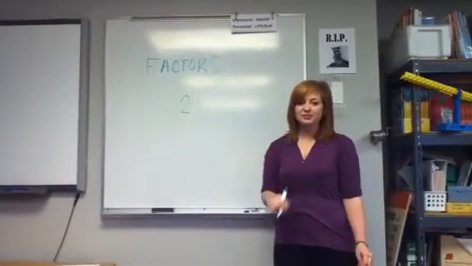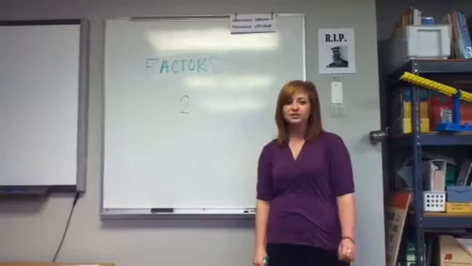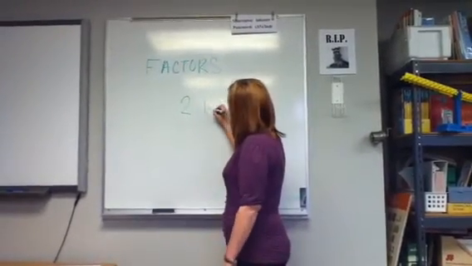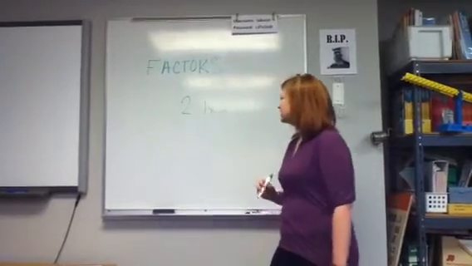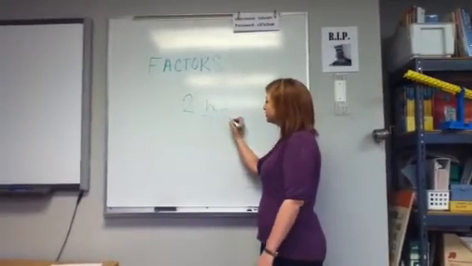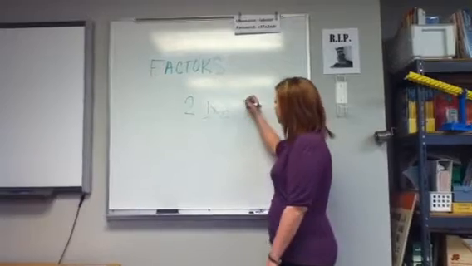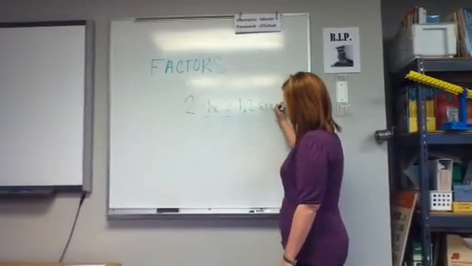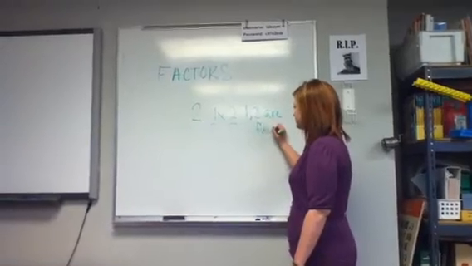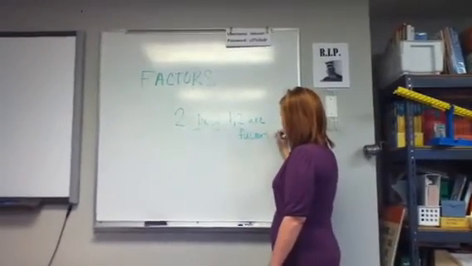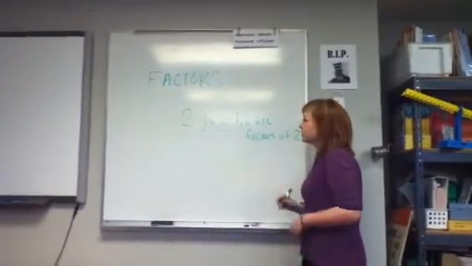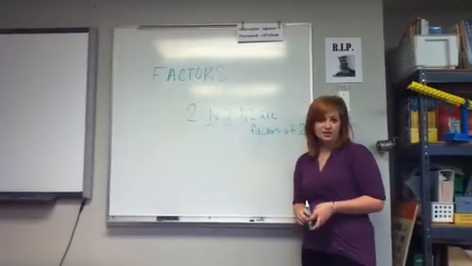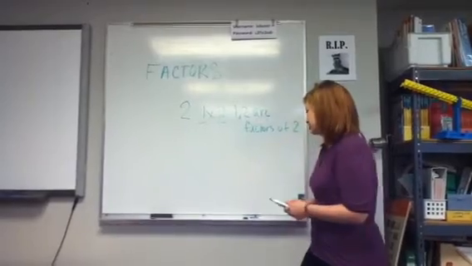Can you guys tell me two numbers that multiply together to equal 2? That's right. 1 times 2. Okay, so this means that 1 and 2 are factors of 2. Are there any other numbers that multiply together to equal 2? That's right, there aren't. Now let's try a different one.